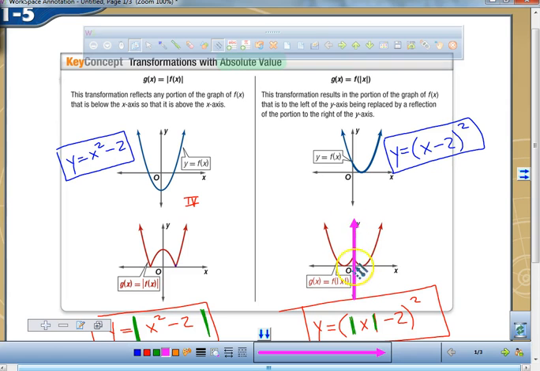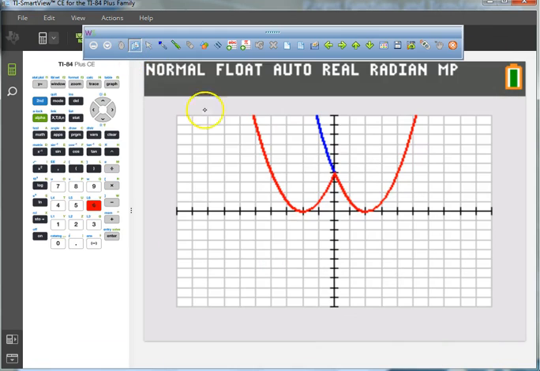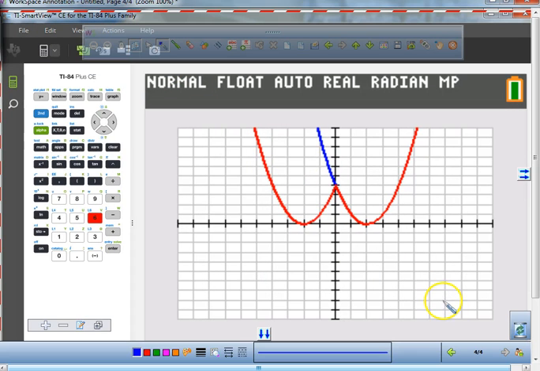Everybody see how that's split across the y-axis? Hopefully the answer is yes. So there, look at the graph, take a picture. Hopefully you can see that this is going across the y-axis. All right. So let's take a look at something.